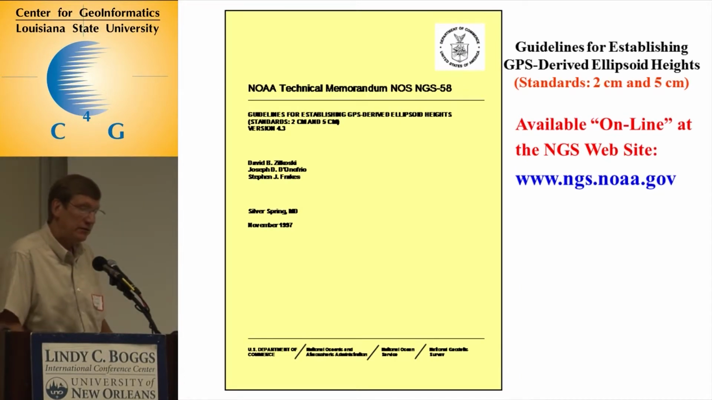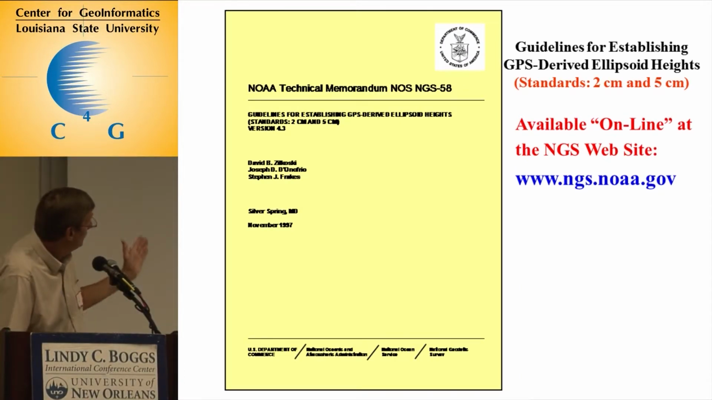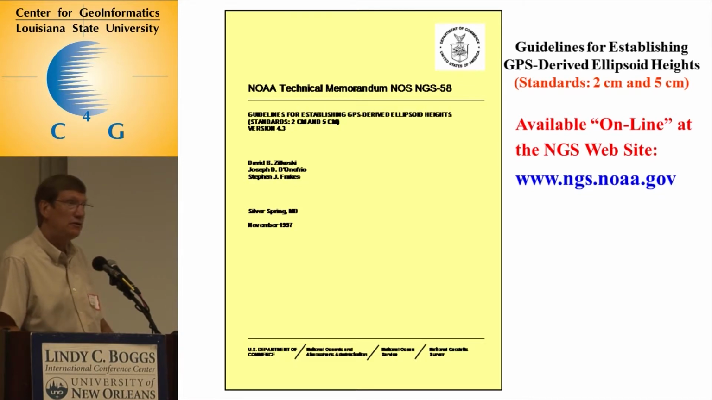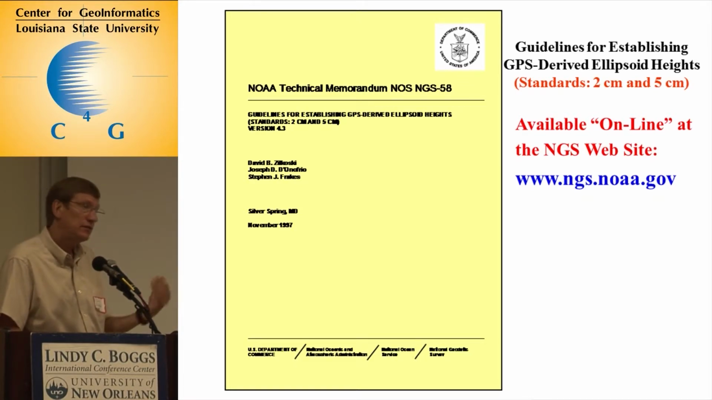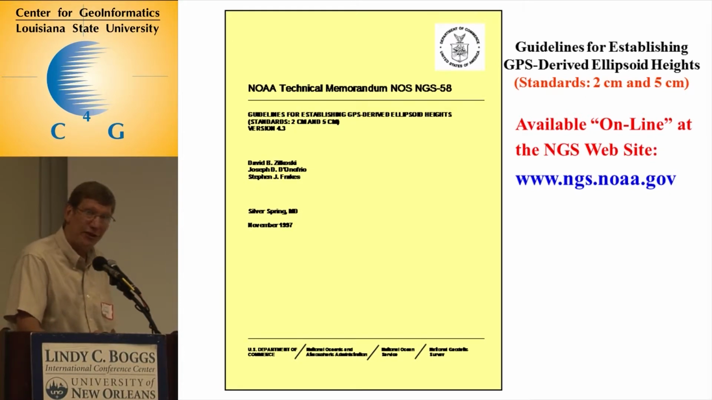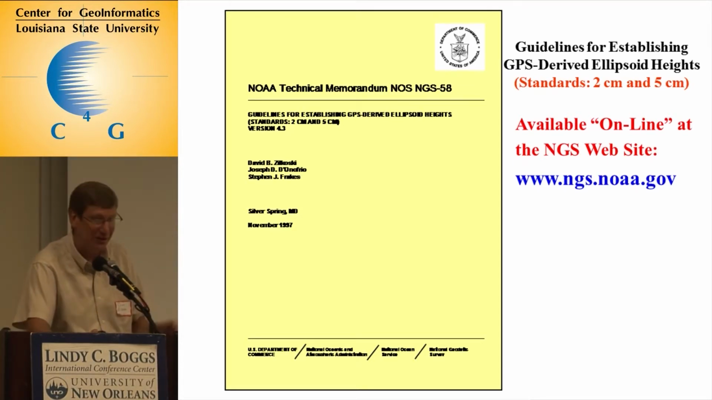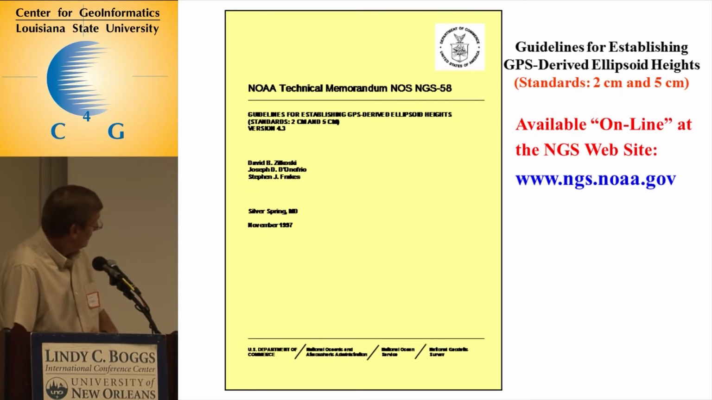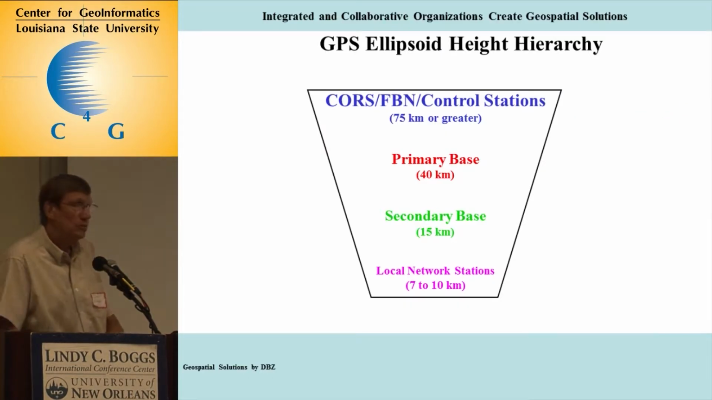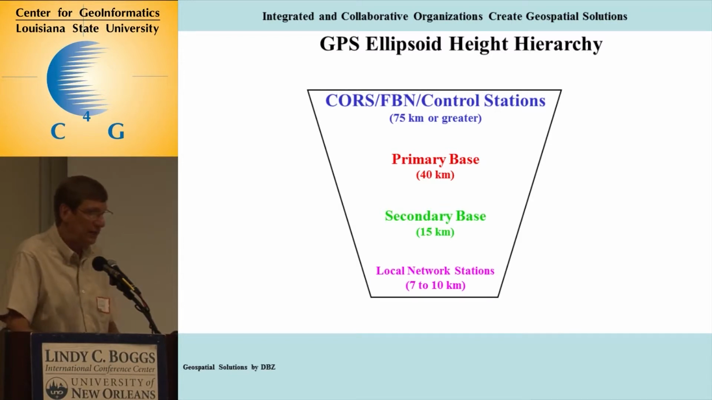So these are the guidelines. They are available on the web from NGS, and you can download them. And I think it's in a PDF form now, but it's easily attainable. Although I'm not sure they're easy to find on the website, but they're easily attainable because I had a hard time trying to find them myself. But they're out there. I know they're out there because I got them not too long ago. And they're standards for 2 and 5 centimeters. But all right. So what's the concept of the guidelines?